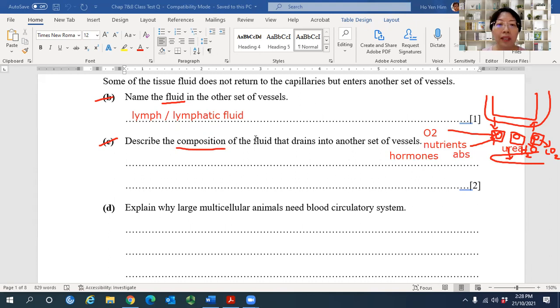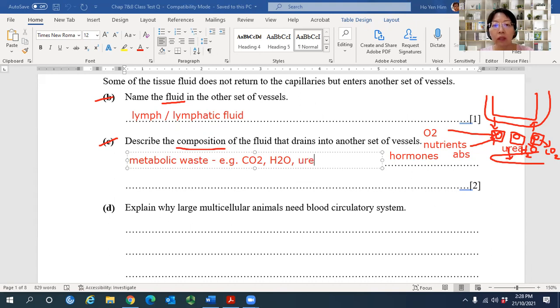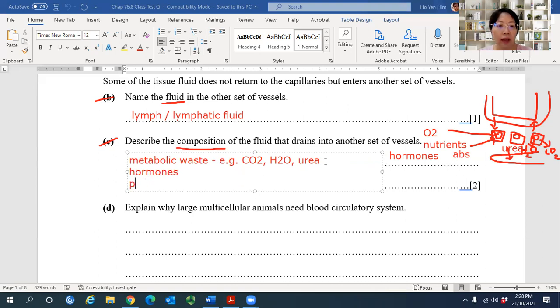So what will be the composition of the tissue fluid? It may contain metabolic waste, such as CO2, carbon dioxide, and water from respiration, and maybe nitrogenous waste, the urea. It may contain hormones that are secreted. It may contain proteins secreted by the cell, such as antibodies. Certain hormones are also proteins.